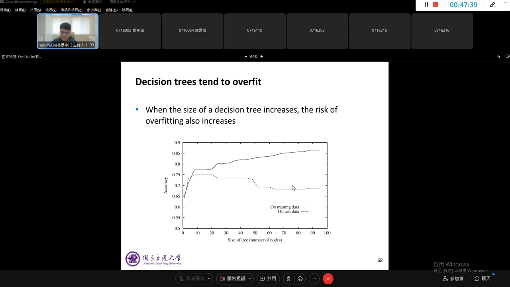So according to this figure, this figure specifies an important limitation of decision trees. A decision tree tends to overfit, especially when you have a large decision tree. How to address this problem? We need to control the size of the decision tree.